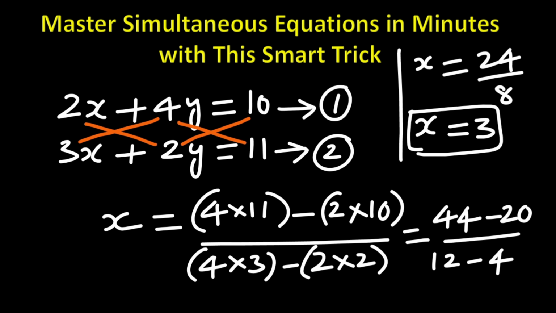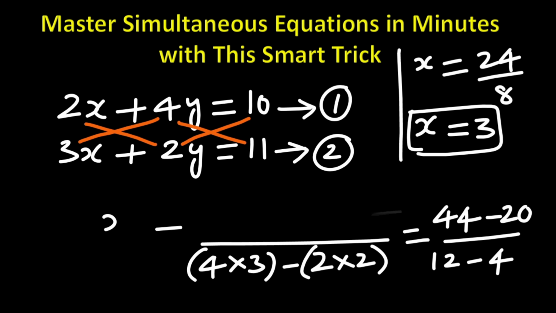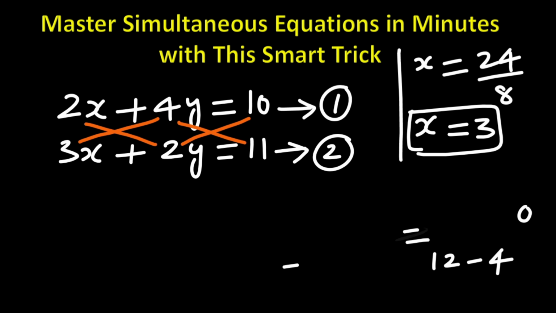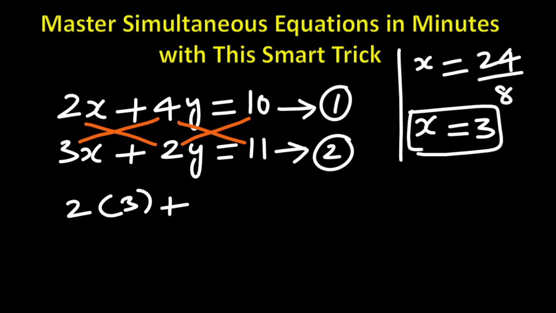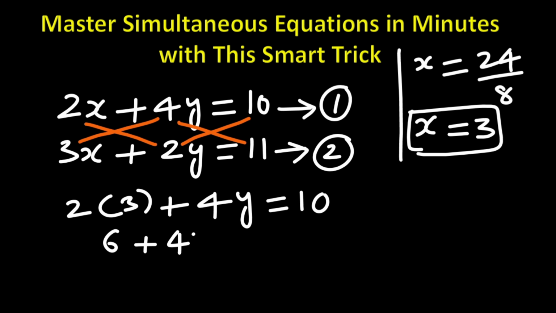Now to find the value of y, we plug in x equals 3 either in the first equation or in the second equation. Let's plug in x as 3 in equation 1 and see what the value of y is. Let's take the first equation, 2x. We know the value of x is 3. So 2 times 3 plus 4y should be equal to 10. Now 2 times 3 is 6, plus 4y equals 10.